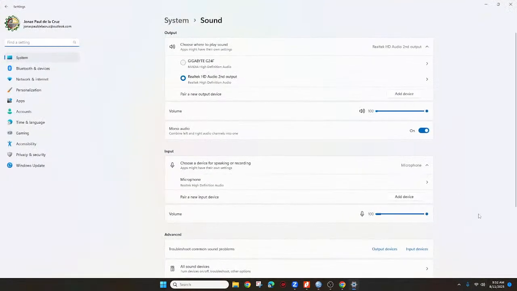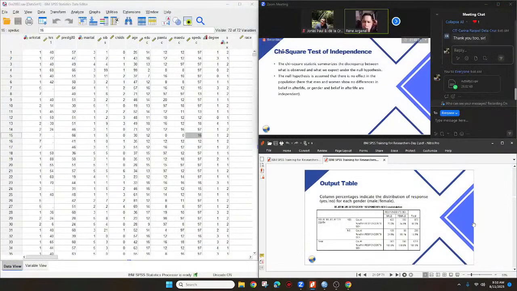The null hypothesis assumes that there is no effect in the population. Here, the men and the women show no differences in belief in afterlife, or gender and belief in afterlife are independent. That is why, in stating the hypothesis for the chi-square test of independence, or test of relationship, you can say that one variable is independent of the other, and the alternative is that one variable is dependent on the other.